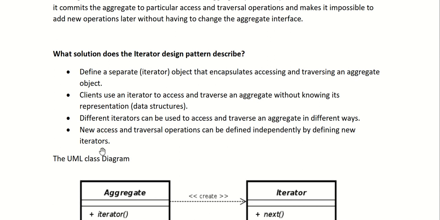New access and traversal operations can be defined independently by defining new iterators. That's what I already explained. You can specify new access and traversal operations by providing a new iterator, independently, without affecting the collection class or interfaces. So that's the solution the iterator design pattern provides.